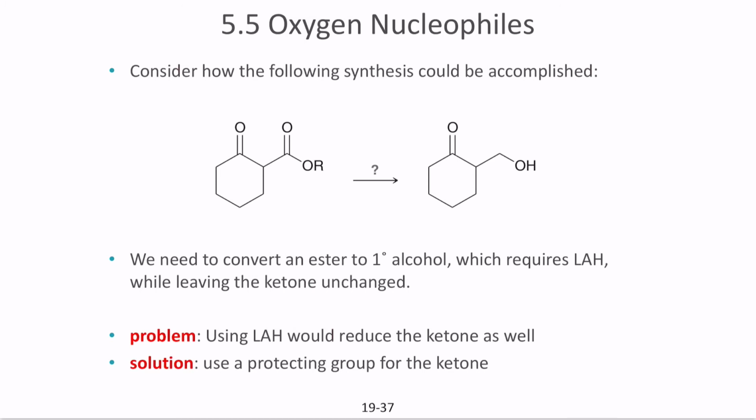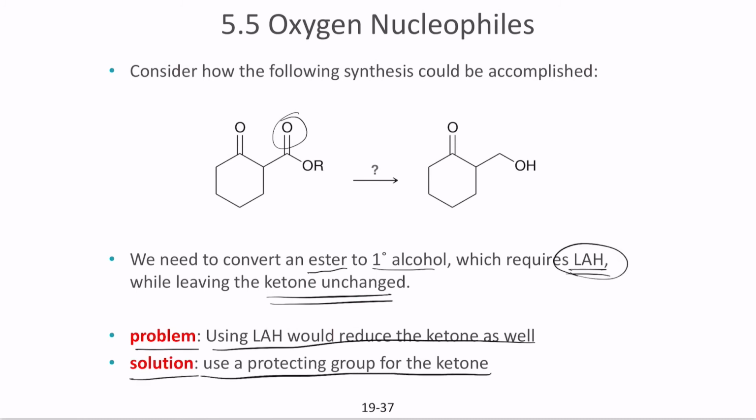Now, let's try to understand how this mechanism works, and how the following synthesis can be established. The first thing we notice is that we are converting an ester into a primary alcohol, which means that we are removing oxygen. Removing oxygen basically means we are trying to use reduction. Reduction means using lithium aluminum hydride, which leaves ketones unchanged because ketones do not react with LAH. Here the problem is that using LAH would reduce the ketone as well, so you cannot use LAH.